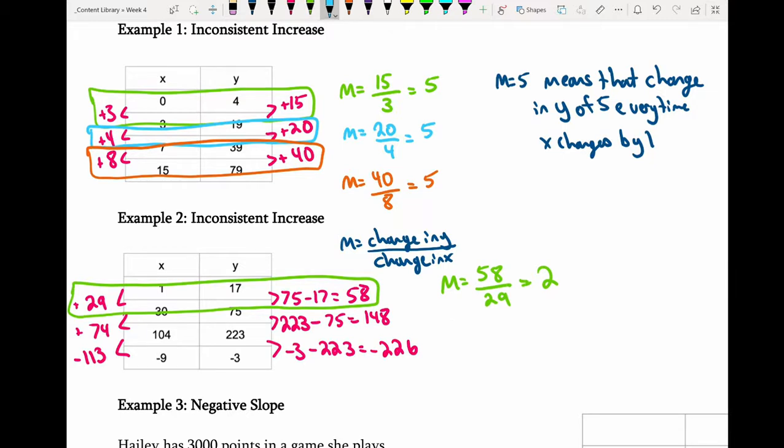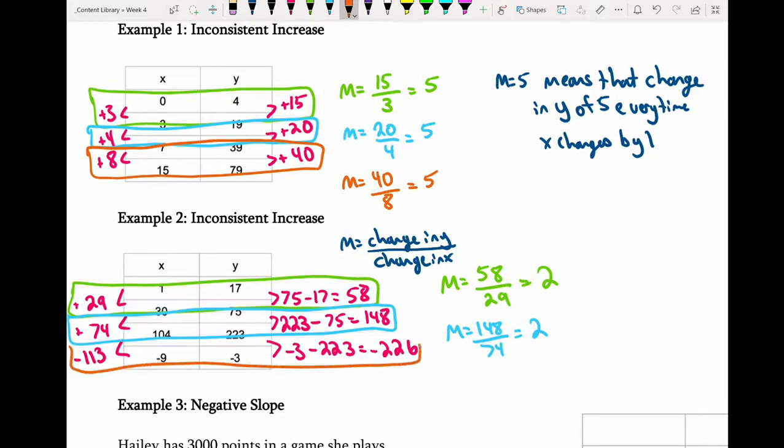If I look at the next pair, m equals 148 over 74, which I can reduce to 2. And finally, the last one, m equals negative 226 over negative 113, which also reduces to 2.